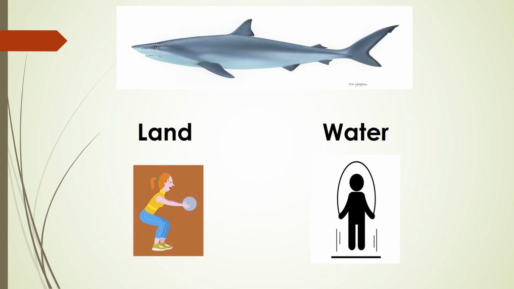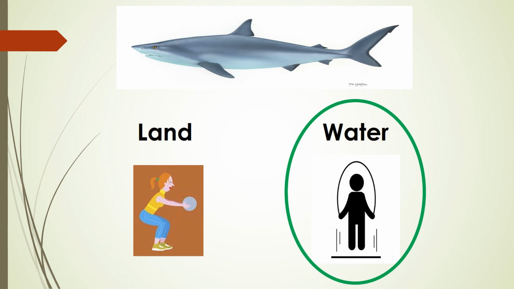If you think this animal lives on land, do squats. If you think this animal lives in the water, do pretend jump ropes. Most of us know what this animal is and where it lives, but by its physical characteristics, we can tell that this animal lives in water. This animal has fins and a tail and no legs, so this animal lives in the water.